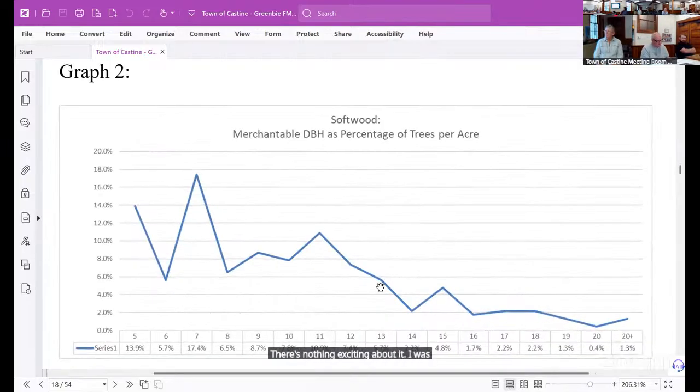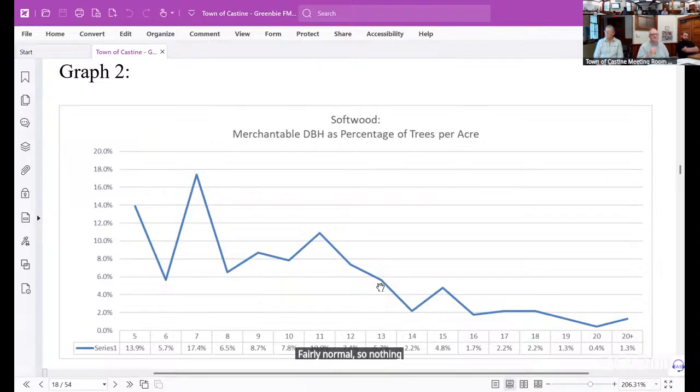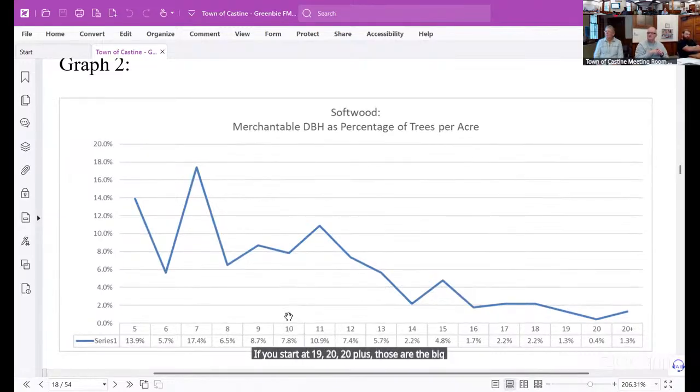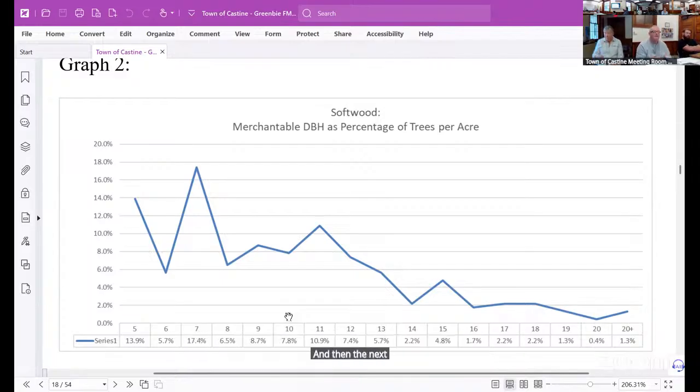I was a little surprised to see it heavy on the 7-inch trees, which is okay, but the rest of it's fairly normal, so nothing statistically hugely wrong. But we know that if you start at 19, 20, 20 plus, those are the big over-mature trees. There is more than you get in a lot of forests, and they're all kind of clumped together. That's the way, right? And then the next graph, when you look at that 7.